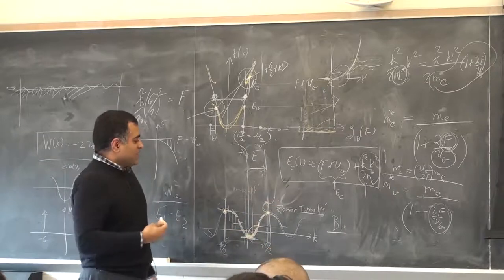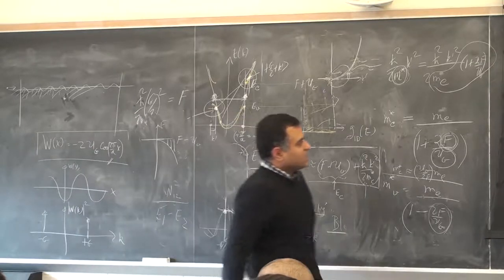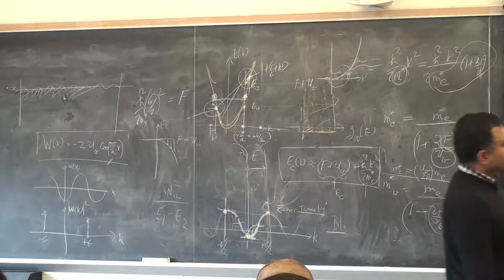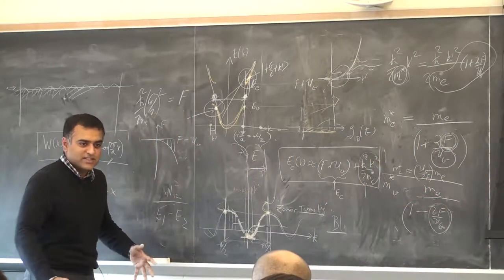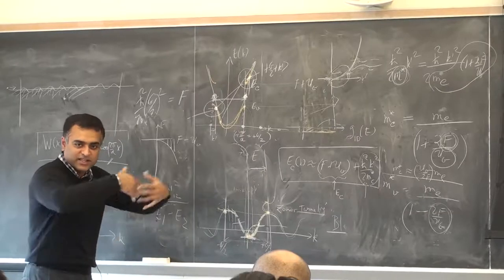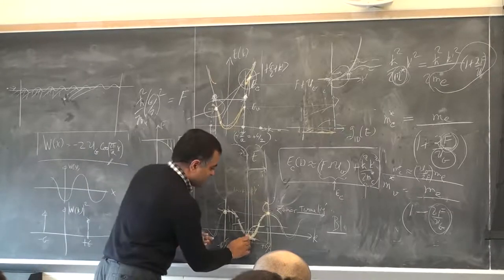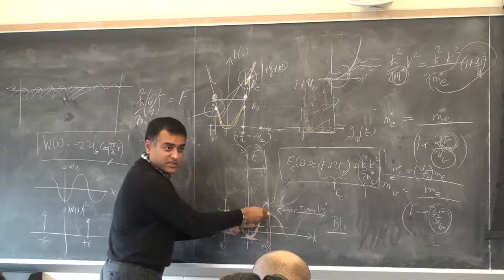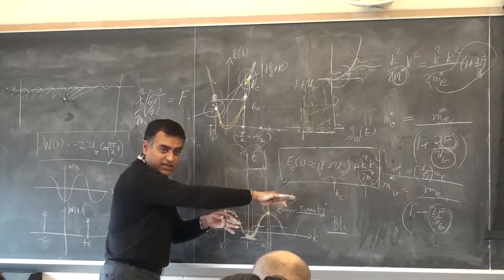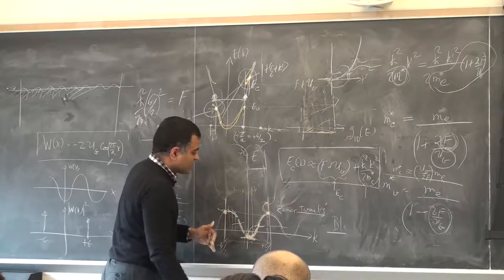And what is the reason for that? Because there's a crystal potential sitting in its way, right? The reason it curved down like that is because of the periodic potential, the fact that the electron is interfering with the crystal.